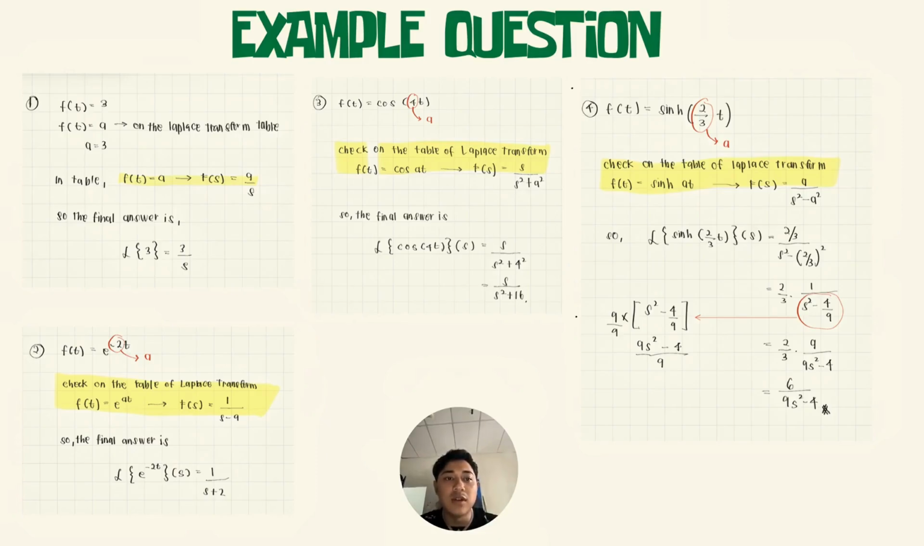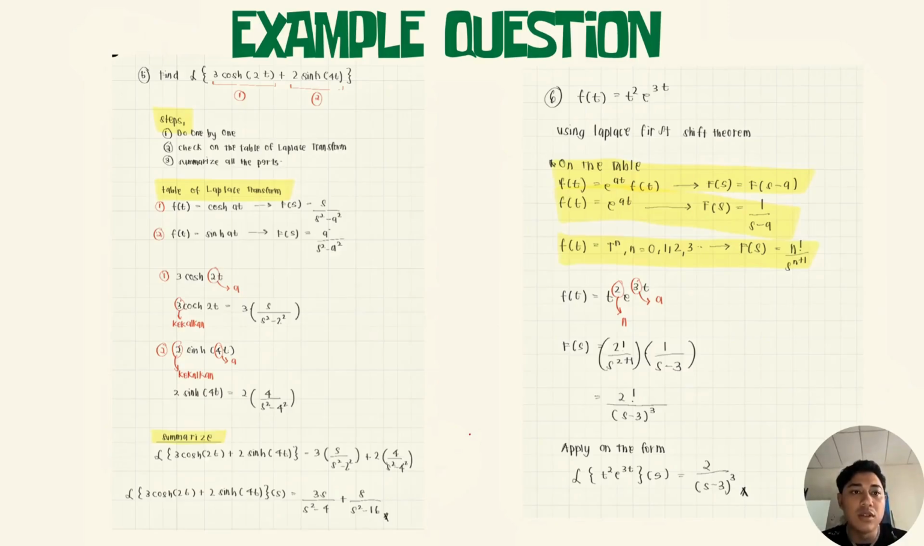Next, equation 4. f(t) equal to sinh of 2 over 3 t. Sinh means hyperbolic sine. In this question, we can use the hyperbolic Laplace transform. So we can identify a is 2 over 3. So the final answer is 6 over 9s squared minus 4.